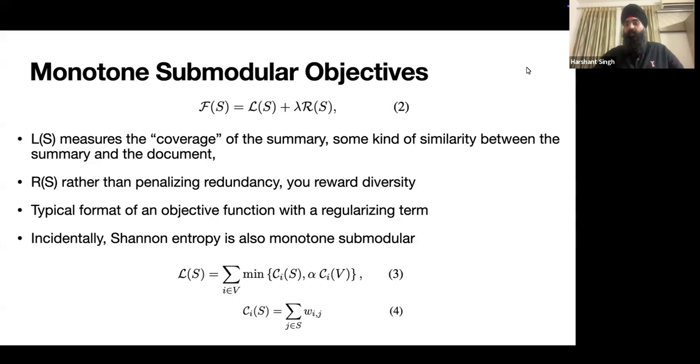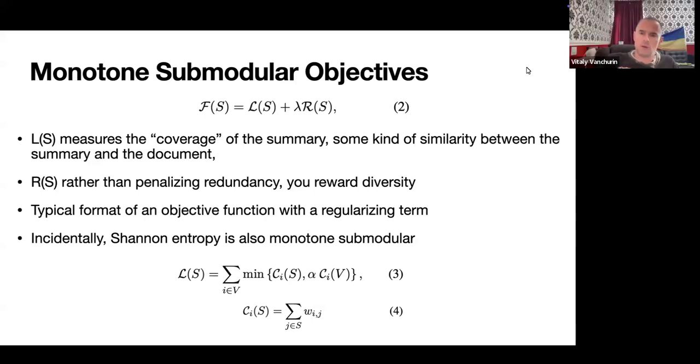Basically, what you do is cluster the sentences, not the words, of the original document into distinct classes, and then you would want only one element from each class. So that is diversity. Rather than repeating information that is already there, you would want one from each class.